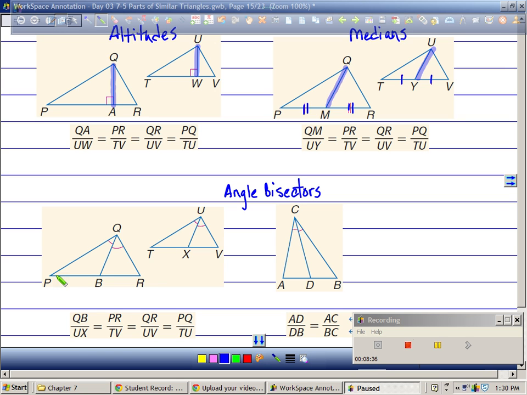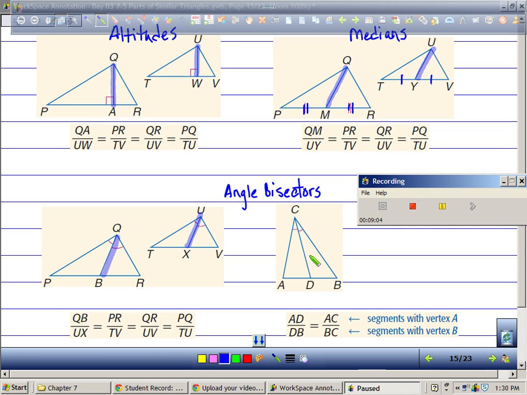If these are angle bisectors, then the segments that cut the angles into bisectors are proportional. Here's the one where it's opposite. This is the only one that's a little bit different. So, if CD is an angle bisector, then the segments opposite the angles are proportional to the sides.